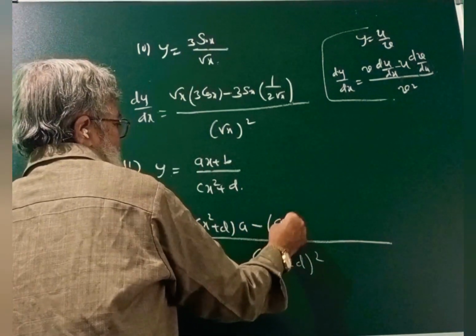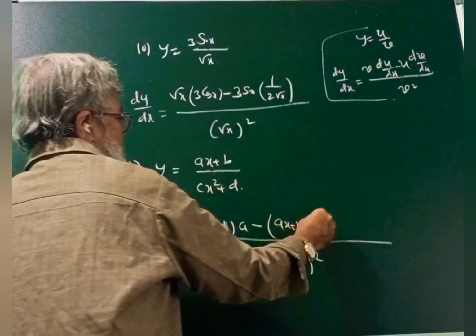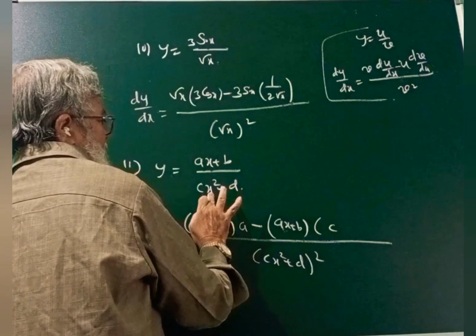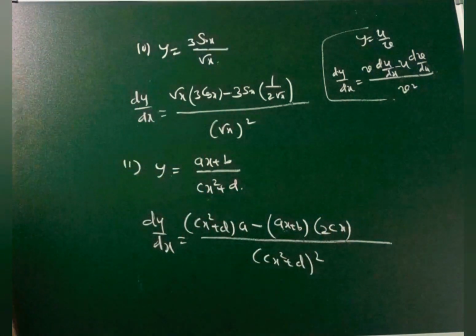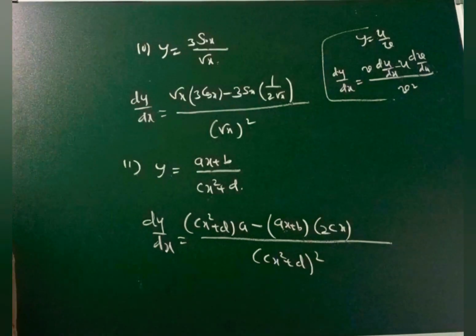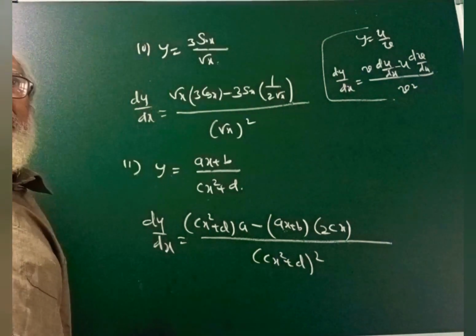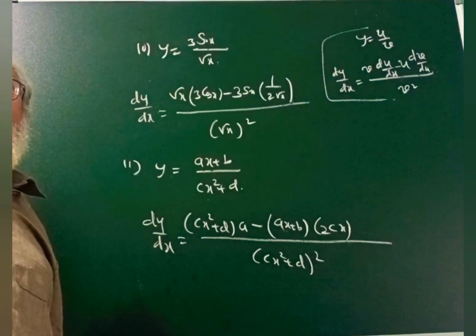Now u as it is, ax plus b, derivative of this: c is constant, derivative of x square is 2x, d is 0. And after simplifying, we get the answer for this. This is the application of the quotient rule. And after that we have the chain rule, the derivative of the composite function and all that, which we will discuss in the next class.